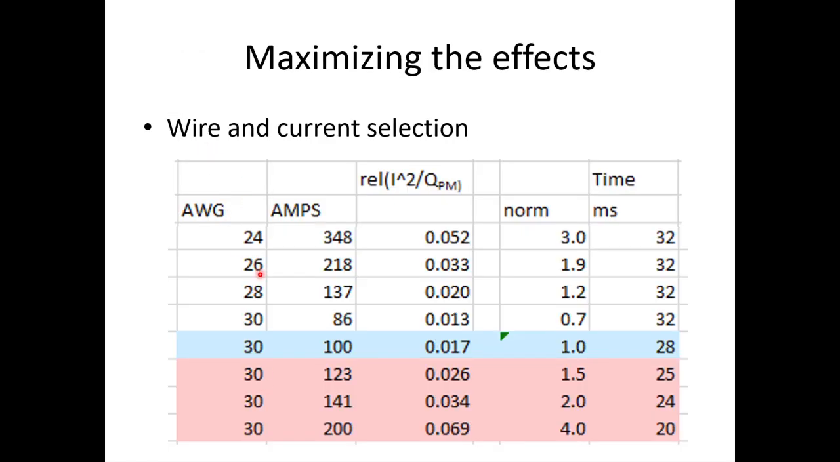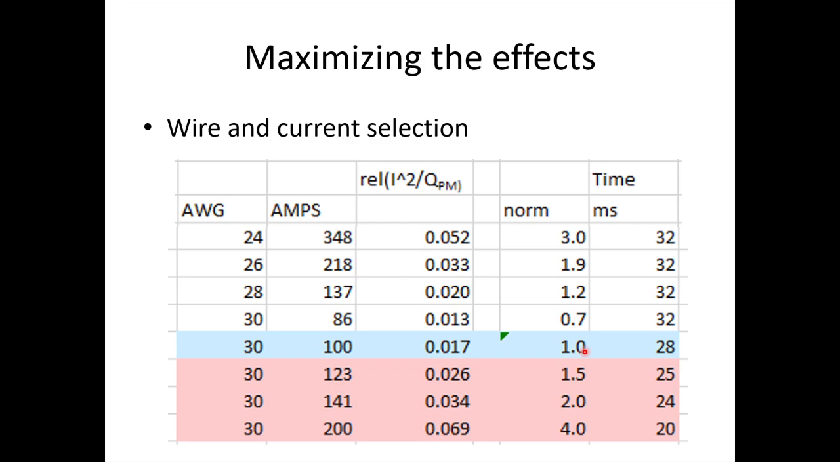So this chart here, I wanted to see if I use one of the other gauges of wire where I can put more current through without it blowing up, would it be better to go down in gauge to get the higher current rating? Now, if you look here, this is our baseline that we're normalizing everything to. This is our 30 gauge with 100 amps, which we're going to get 28 milliseconds of time out of. This is their effect. The values computed in those previous sections, 1.0 refers to those.